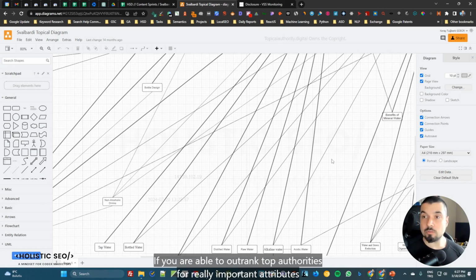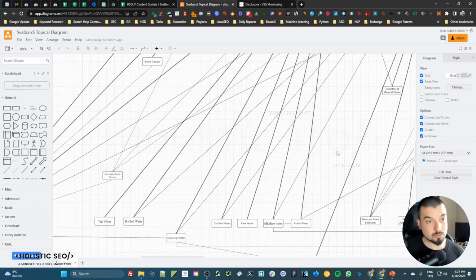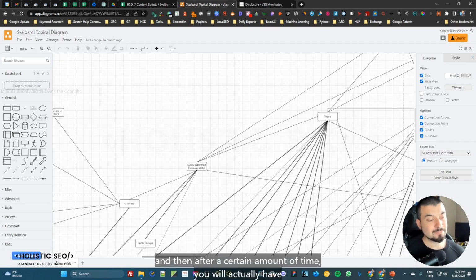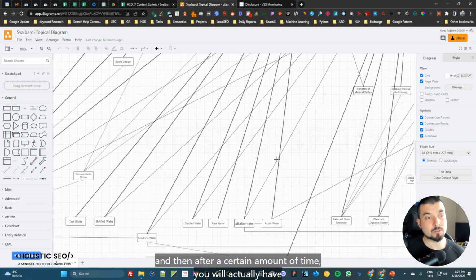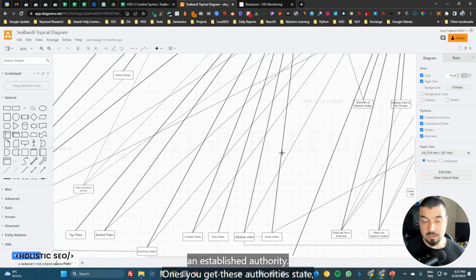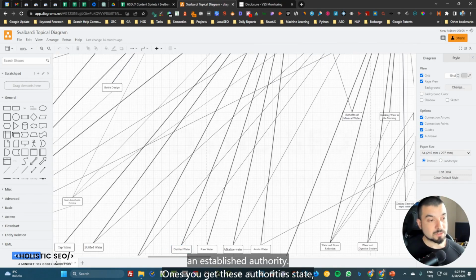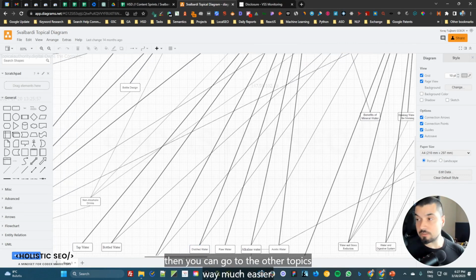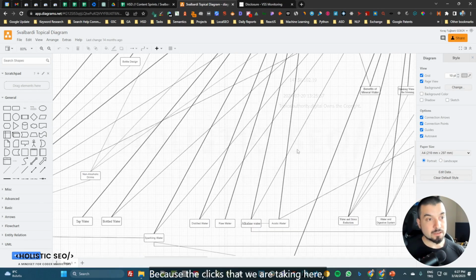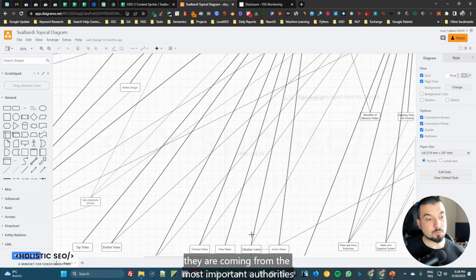If you are able to outrank top authorities for really important attributes for your central entity, which is water here, then after a certain amount of time, you will have an established authority. Once you get this authority state, then you can go to the other topics much more easily, because the clicks that we are taking here are coming from the most important authorities.